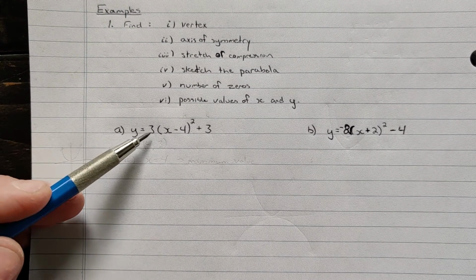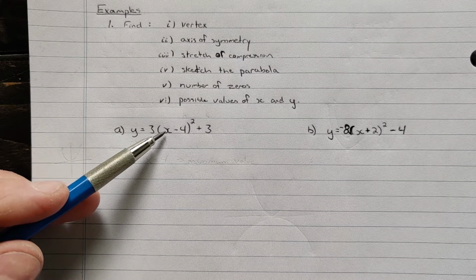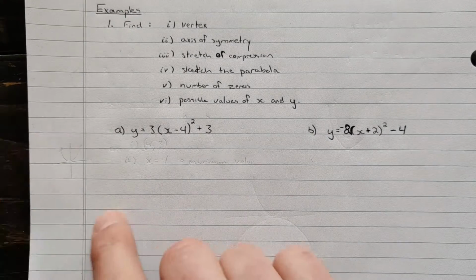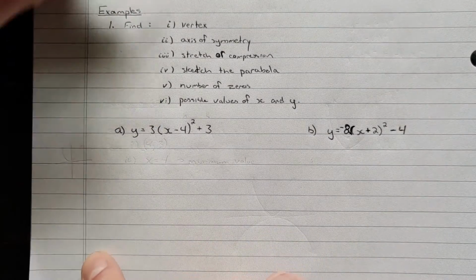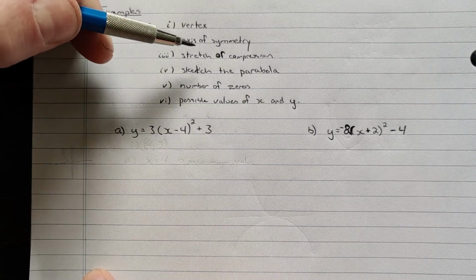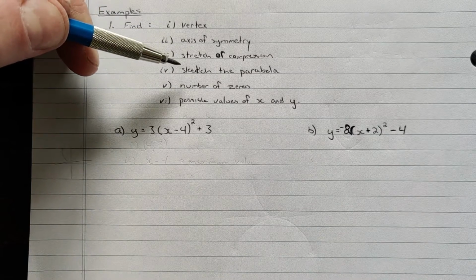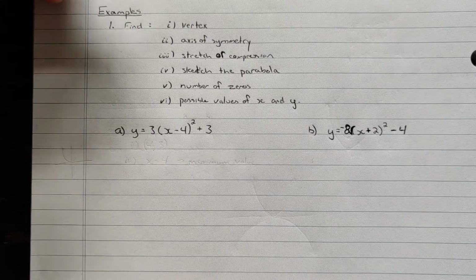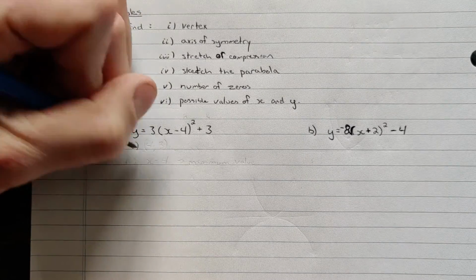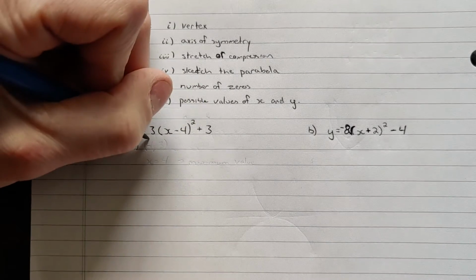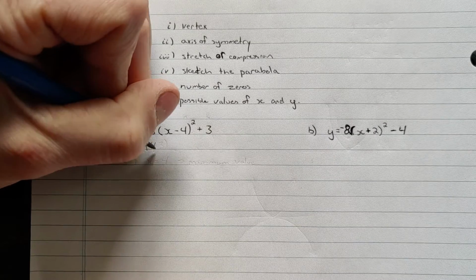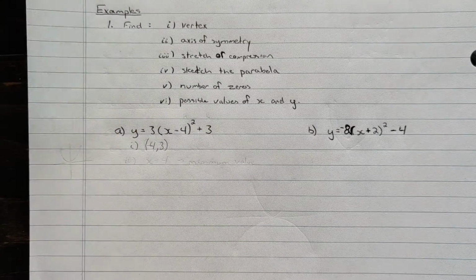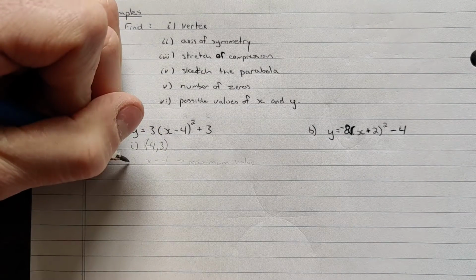So we've got y equals 3 times (x minus 4) squared plus 3. And we want to find, in each case, the vertex, axis of symmetry, the stretch or compression of the graph, the sketch of the parabola, the number of zeros, and the possible x and y values. So first off, our vertex is at (4, 3), again remembering that that negative 4 becomes positive outside of the brackets.